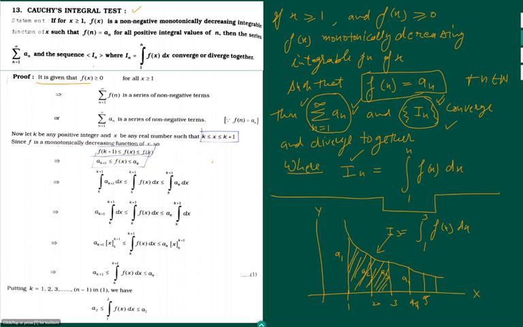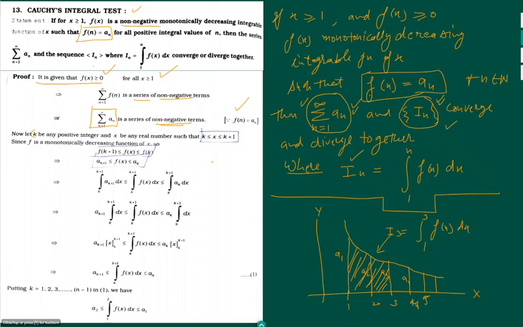So first of all, it is given to us that f(x) is greater than or equal to 0 for all x greater than or equal to 1. f(x) is non-negative, monotonically decreasing. So that means summation f(n), as n varies from 1 to infinity, is a series of non-negative terms, because f(x) is greater than or equal to 0. And f(1) is a1, f(2) is a2, so this series is the series a_n. So a_n is a series of non-negative terms. First of all, you know that.